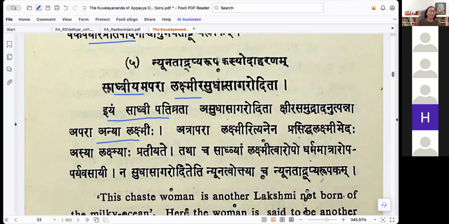Okay, now we can go. Yes, no problem. Iyam sadhvi pativrata, asudha sagara udita, kshira samudrat anutpanna. So this Lakshmi, this pativrata, is another Lakshmi, but she has not come out of kshira sagara. So atra apara Lakshmih ityanena prasiddha Lakshmi bhedah uktah. Because we say that this is another Lakshmi, which means she is a Lakshmi, but at the same time the other person is also Lakshmi. So sadhvi iti atra, we have mentioned her. We have not said iyam apara Lakshmih iti nasti. So we are actually saying sadhvi iyam, this pativrata is another Lakshmi. So apara Lakshmih iti karanat prasiddha Lakshmitah atra bhedah uchyate.